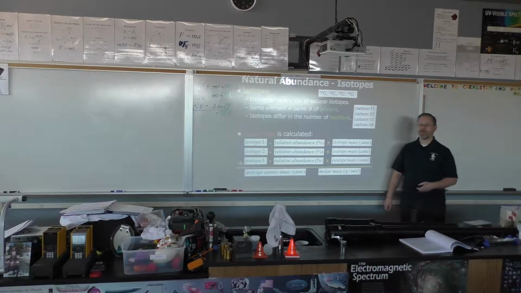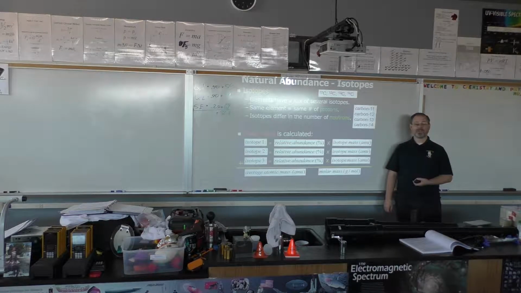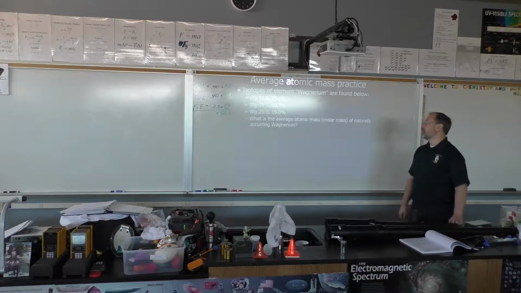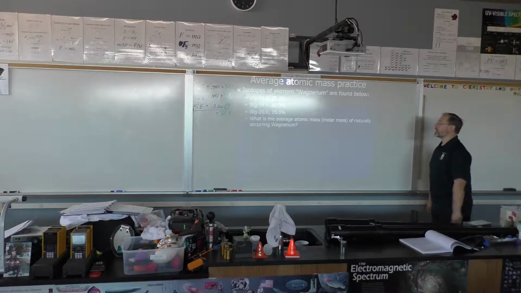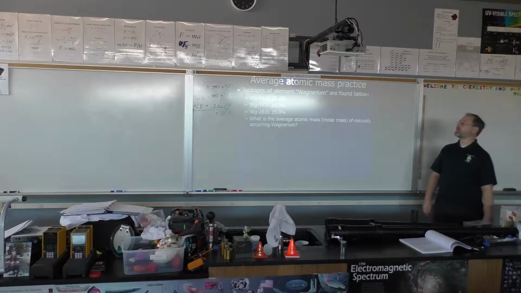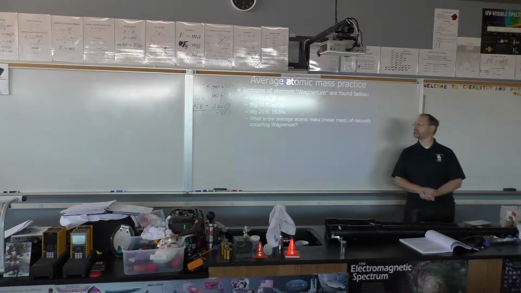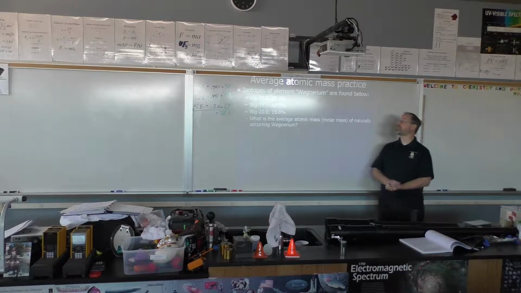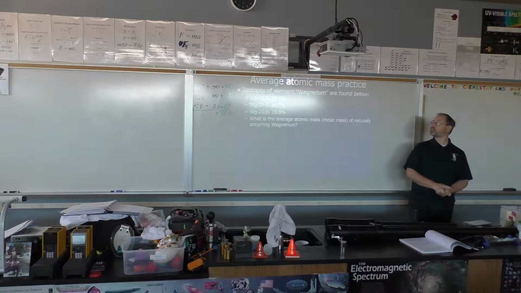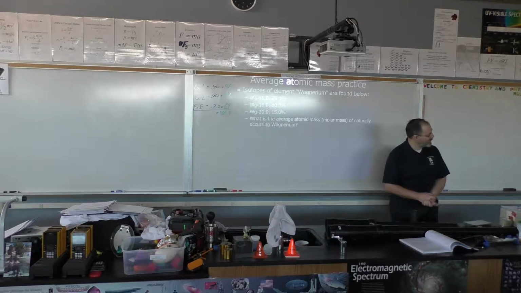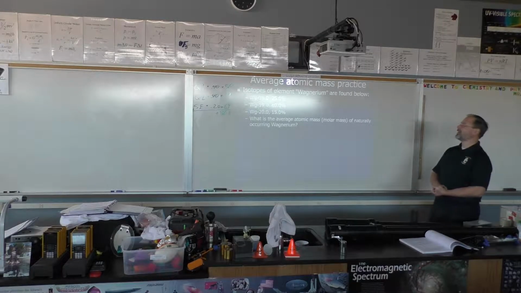Okay, so, practice? Everybody got a calculator? Everybody got a piece of paper? All right, average atomic mass practice, here we go. There are 3 isotopes of wagnerium, and their abundance is found below. Wagnerium 18 is 25% abundant. Wagnerium 19 is 60% abundant. Wagnerium 20 is 15% abundant. What is the average atomic mass of naturally occurring wagnerium?